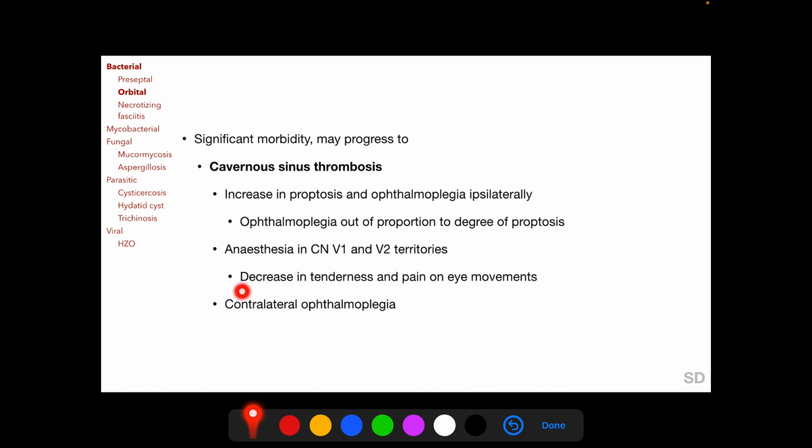And one important clinical feature of cavernous sinus thrombosis is contralateral ophthalmoplegia, because the cavernous sinuses of either side are connected by venous channels. So the infection can spread from the ipsilateral cavernous sinus to the contralateral cavernous sinus, causing thrombosis of the contralateral cavernous sinus.